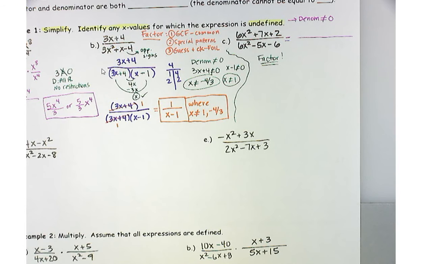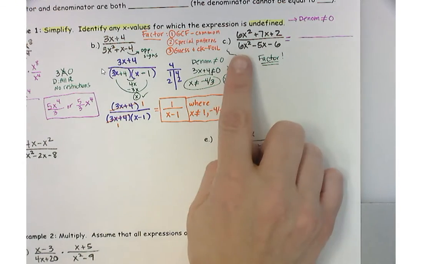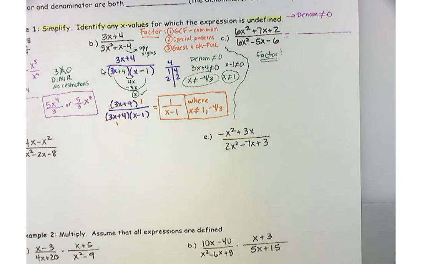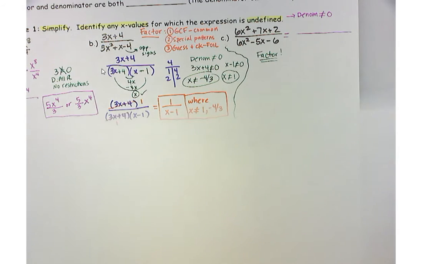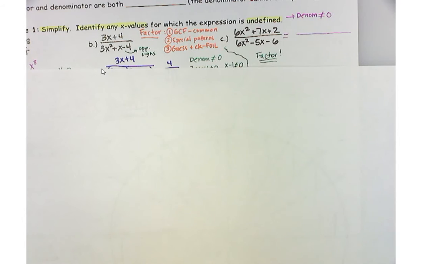Why is this going to take more effort than the one that we had in the last one? Yep. So to make 6x squared, you can either have 3x and 2x, or you can have 6x and x. So we're just going to do some guessing and checking.